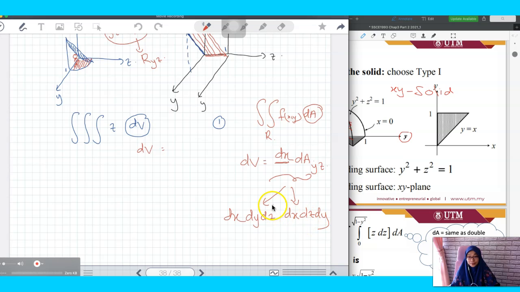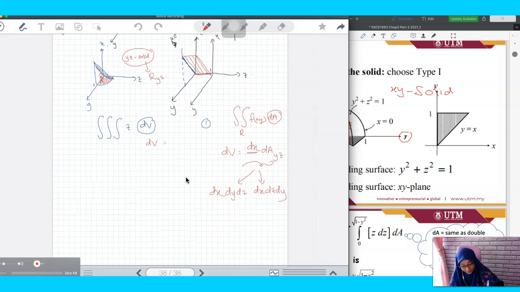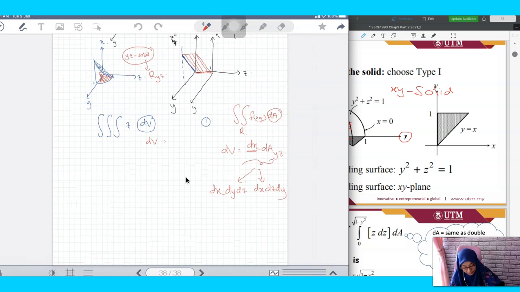Okay, so now, to determine, from 6 you have only 2. So now you have to choose whether dy dz or dz dy. So you have to look at your region. For a triple integral, for the last 2 orders, you have to look at your region.